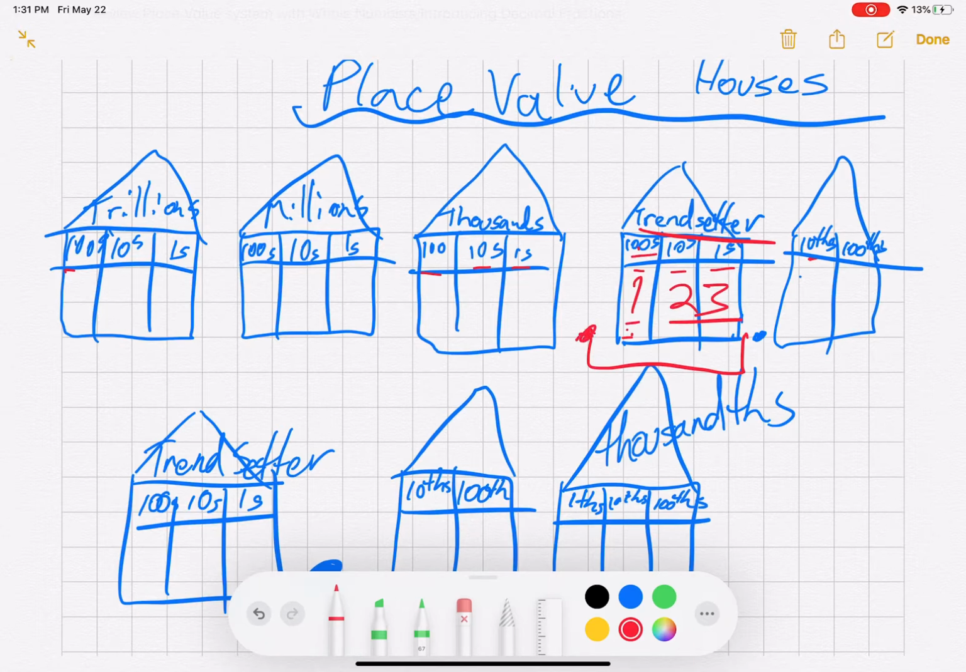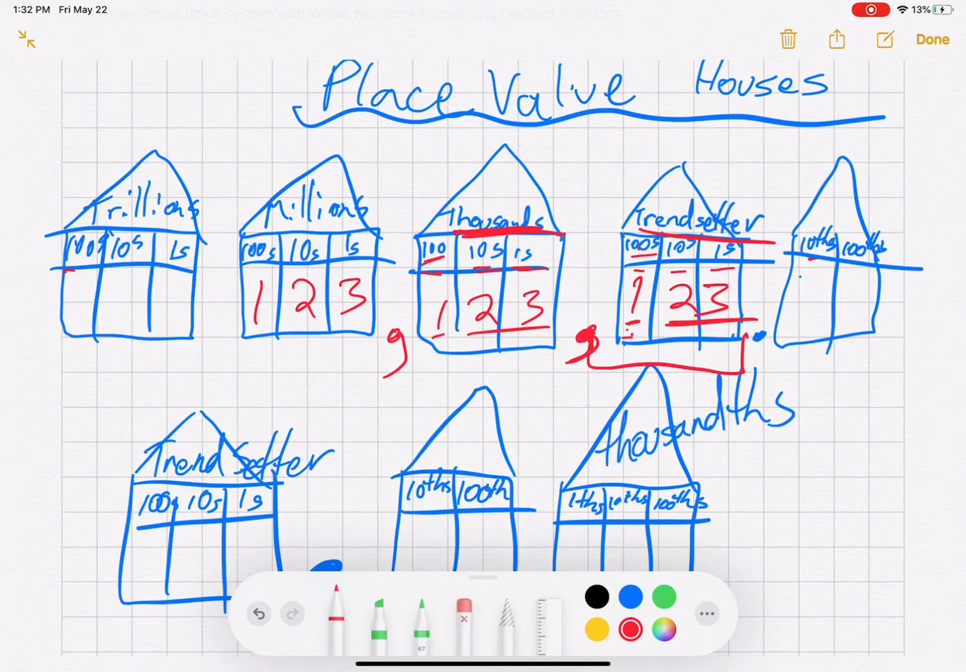When we move to the next house, we put in that comma there, and this is the thousands house. It still has hundreds, tens, and ones. If I put a number in here, I would say 123,000, name that house, 123.